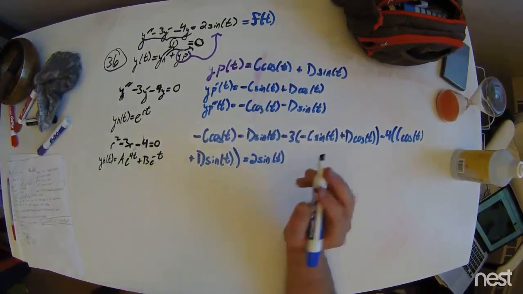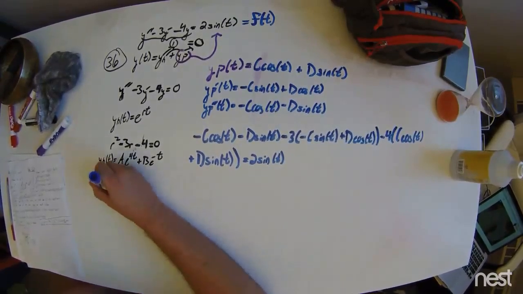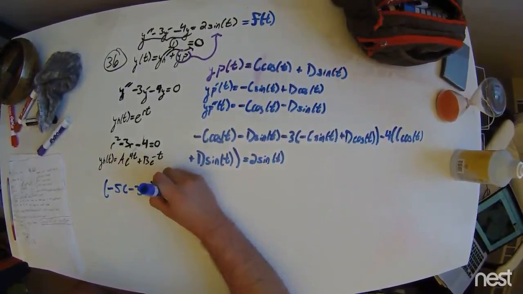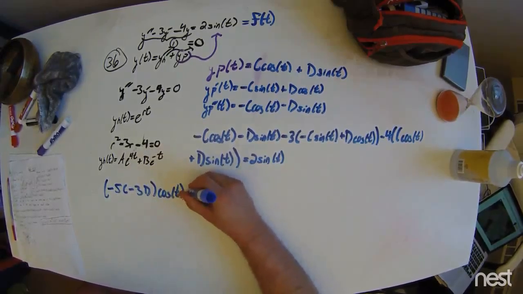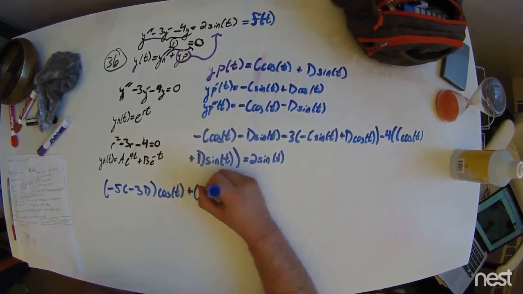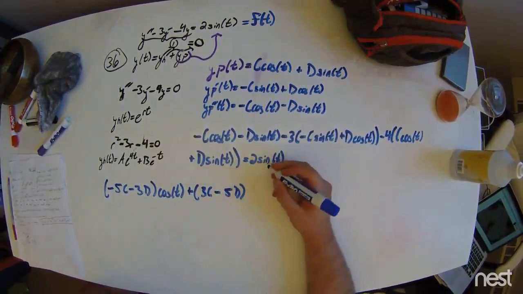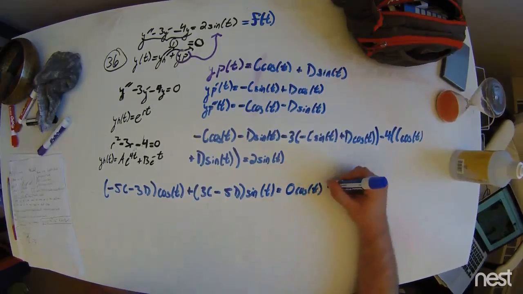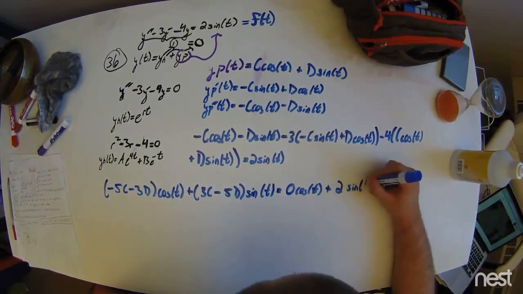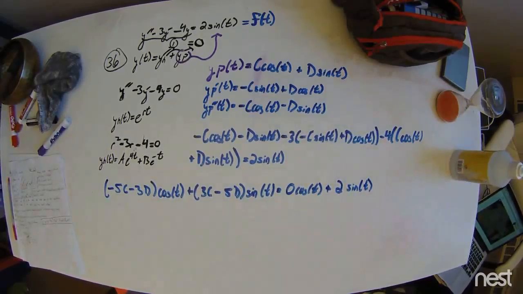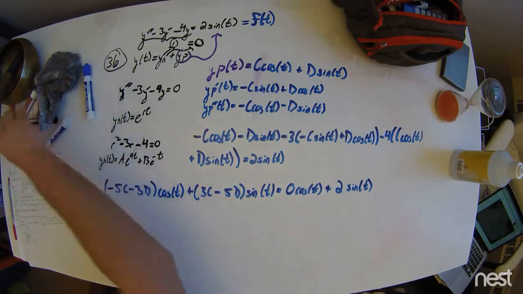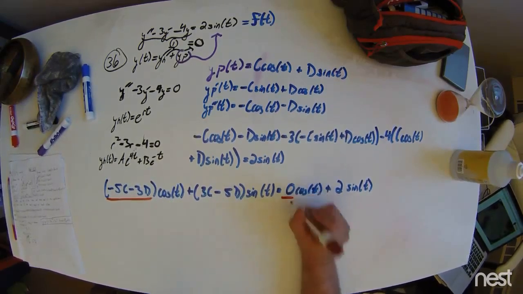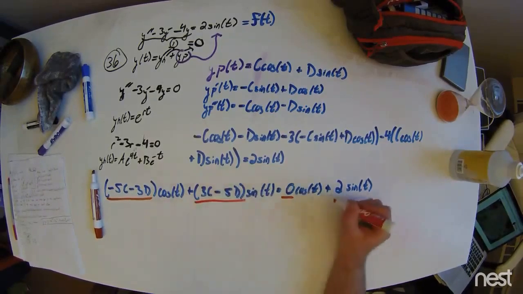Alright. So, after doing some algebra and gathering up all the sines and cosines, you get minus 5c minus 3d times the cosine of t plus 3c minus 5d times the sine of t, which equals 0 times the cosine of t plus 2 times the sine of t. Now, what we set equal in this case are the constants weighting each of the terms: minus 5c minus 3d and 0, 3c minus 5d and 2.